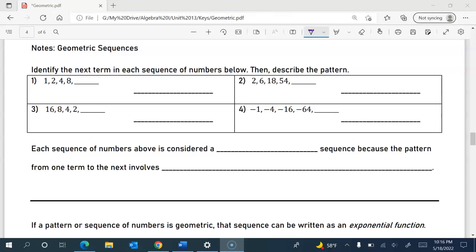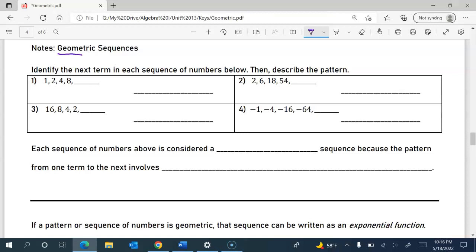Okay, so yesterday we were talking about arithmetic sequences, and those were sequences where we would add or subtract something every time, and it was the same something every time, remember? So if I was adding 3 the first time, I had to keep adding 3. It was a linear function.